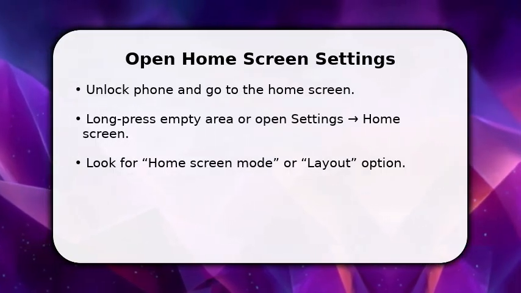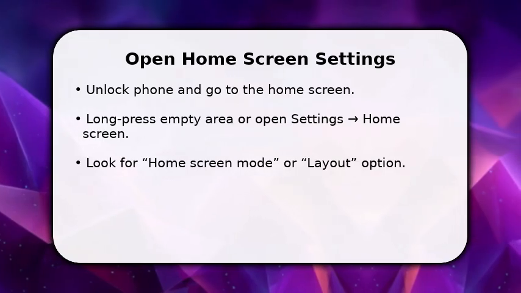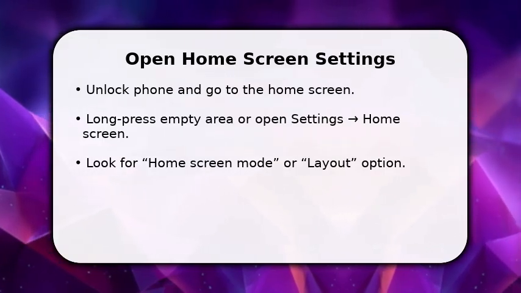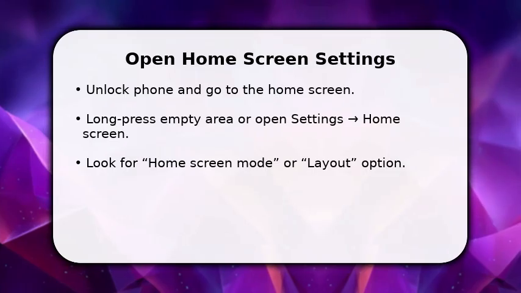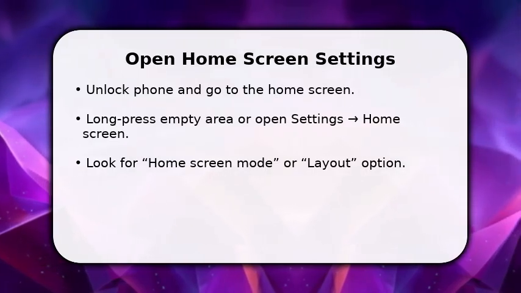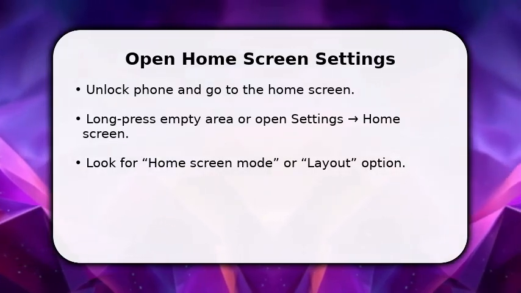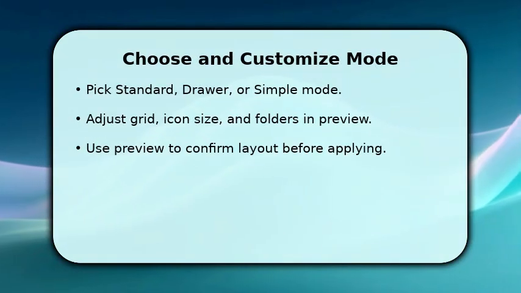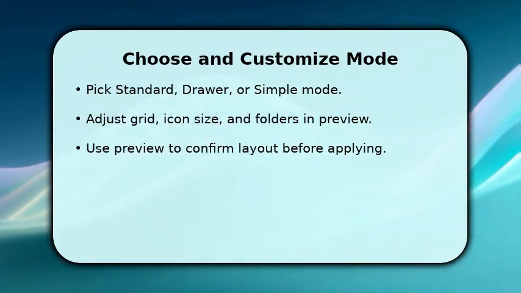Make sure your device is not in single app mode, otherwise the options will be hidden. You're now at the decision point where you'll choose how your apps and shortcuts are organized and displayed. Now pick the mode that fits your workflow. Standard shows all apps on pages, Drawer keeps apps in an app tray, and Simple enlarges icons.